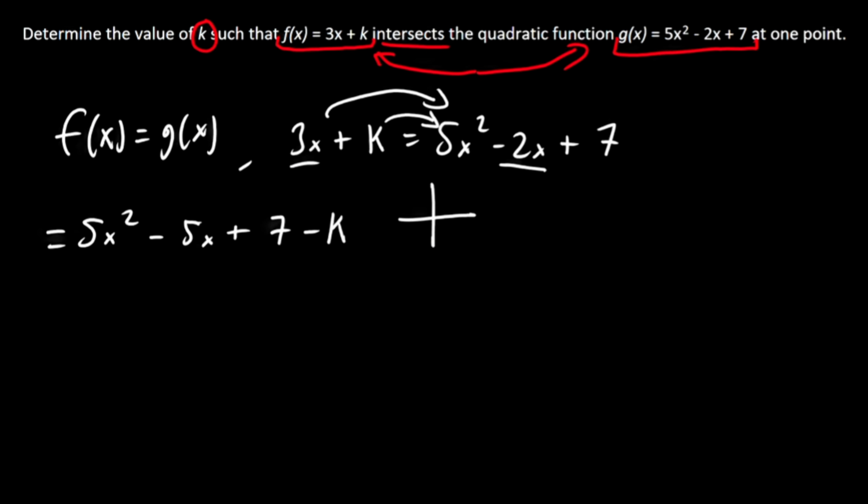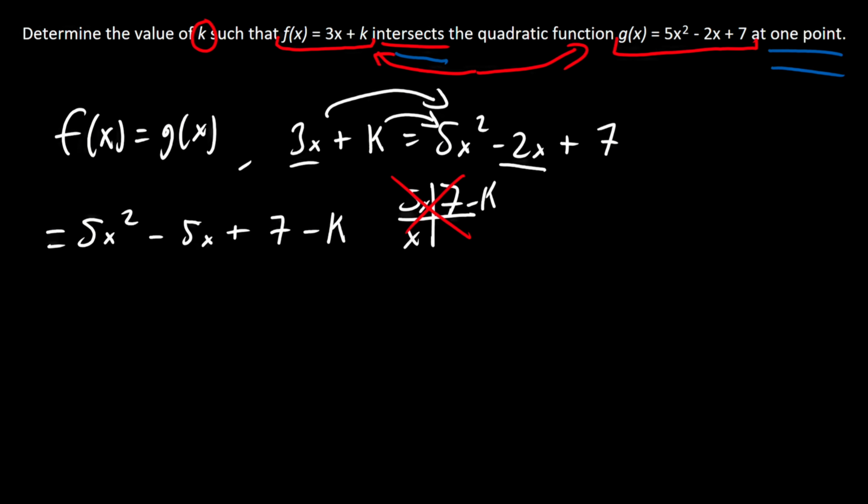Now where do we go from here? Maybe we can try factoring it. 5x times x gives us 5x squared, but then how would we factor 7 minus k? Clearly this isn't going to work and we're going to have to use something else. What other information are we given? Well, we are told that these two functions intersect at one point.